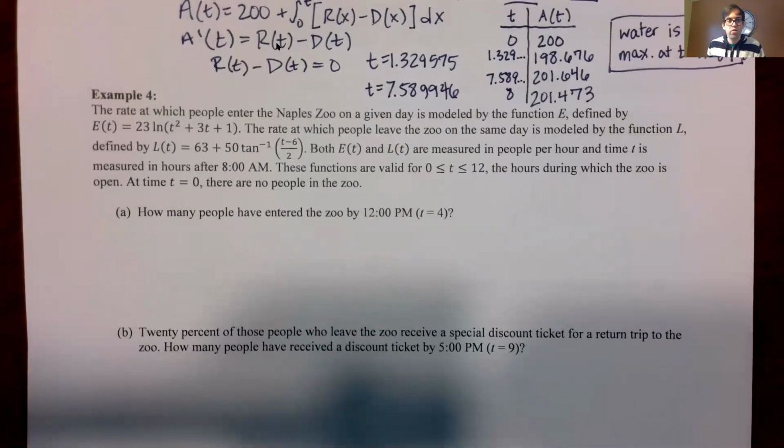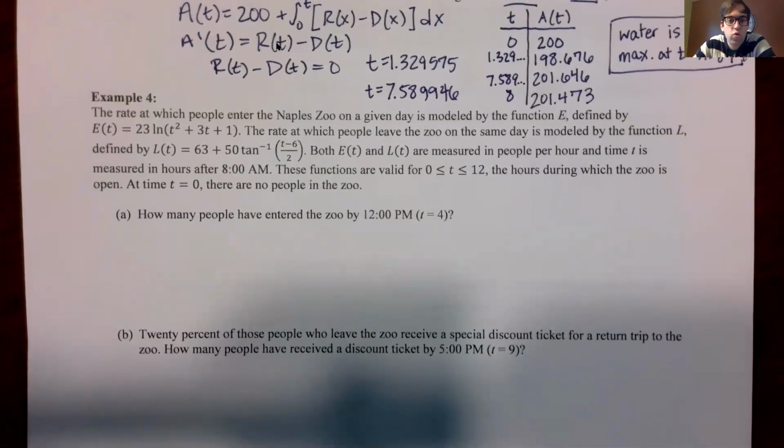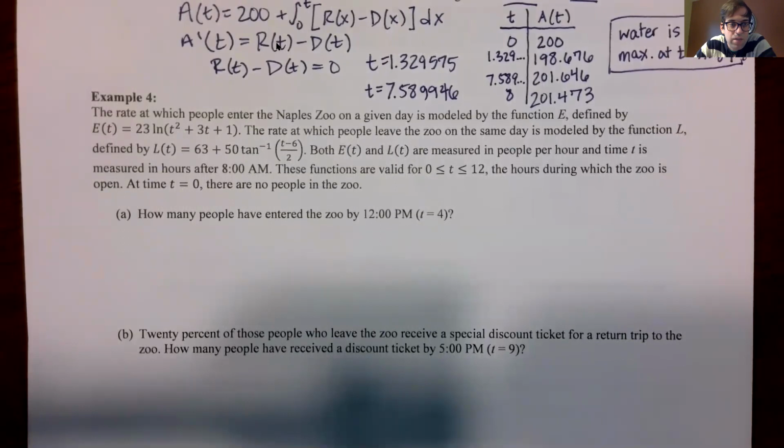Example 4. The rate at which people enter the Naples Zoo on a given day is modeled by the function E, defined by E of t given here. The rate at which people leave the zoo on the same day is modeled by the function L, defined by L of t. Both E of t and L of t are measured in people per hour, and time t is measured in hours after 8 a.m. These functions are valid from 0 to 12, the hours during which the zoo is open. At time t equals 0, there are no people in the zoo.